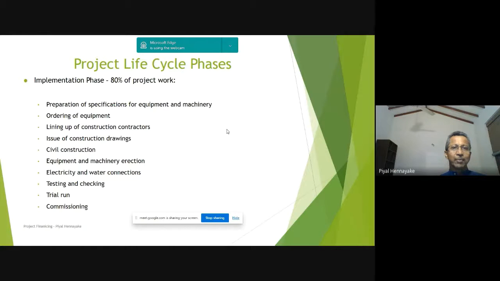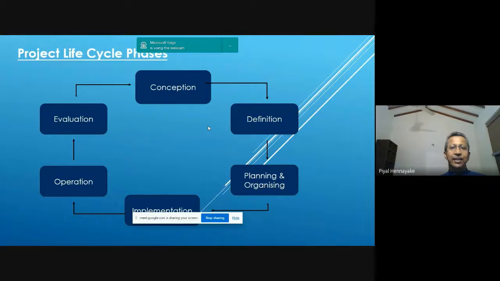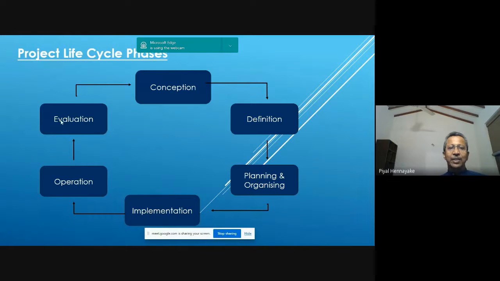So these are the project life cycle phases. Same thing we said, from conception, definition, planning, organizing, implementation, operation, and evaluation. This is the project life cycle. From the evaluation, what we learn, we use it in the next project.